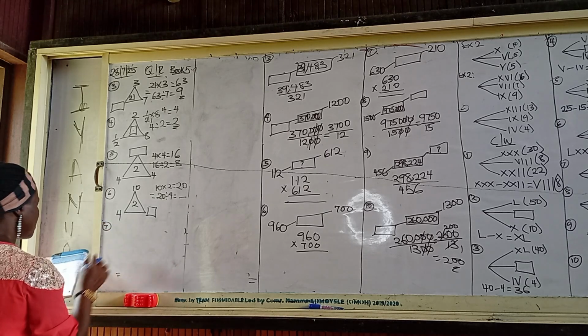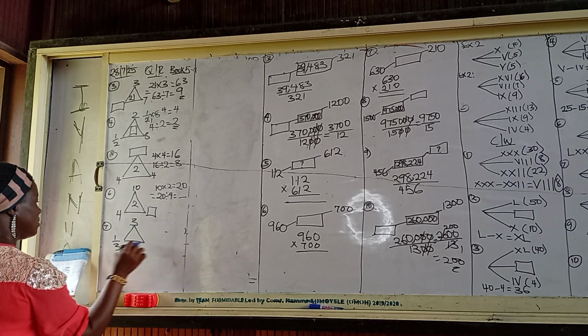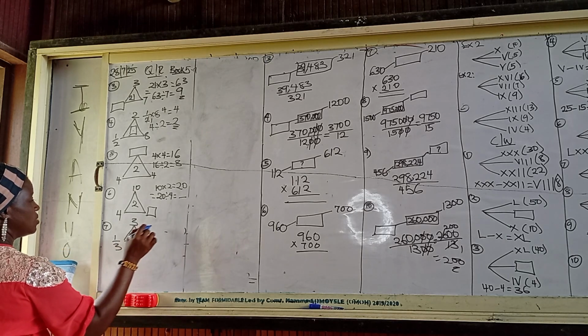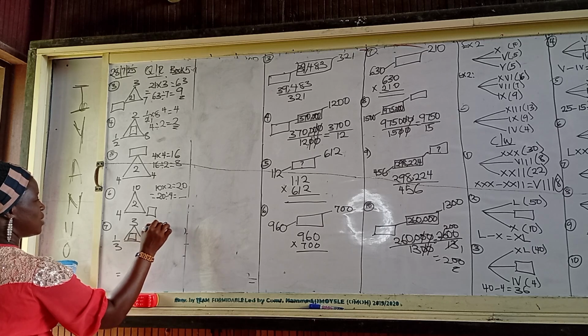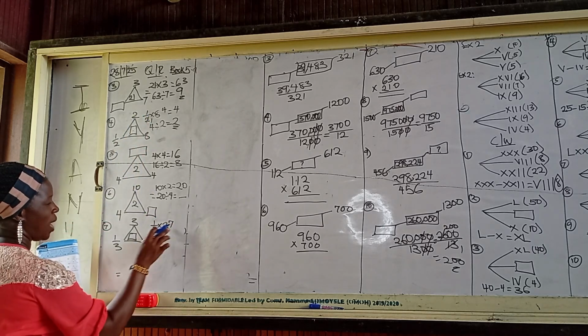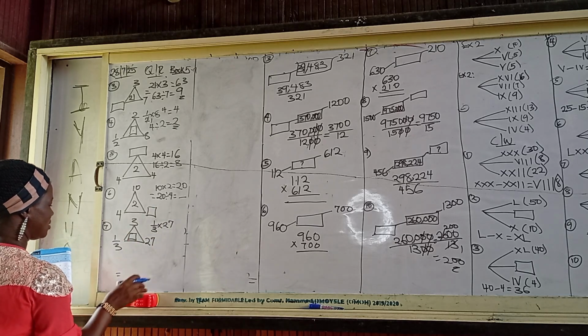Number 7. We are given 3. 1 over 3, 27. We are not given this. So that would be 1 over 3 times 27, just the way we have done it here. 3 in 3, 1. 3 in 27, you should know that. Then you get your answer.